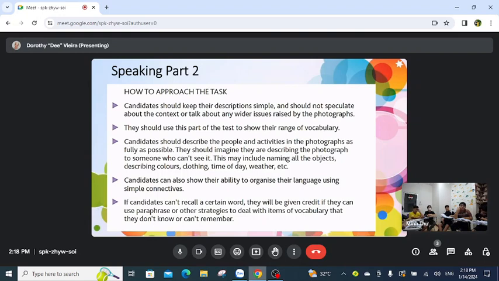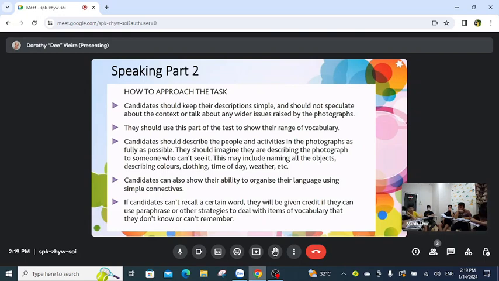The weather, can you see whether it's a sunny day, whether it's a windy day, whether it's a rainy day, whether it's a snowy day? So think of all these things, the objects, the colors, the clothing, the time of day, and the weather. These will all help you to speak for longer. Okay, now we get an interesting sentence. Candidates can also, candidates are you, okay? You are the candidates. Can show how you can organize your language using simple connectives.